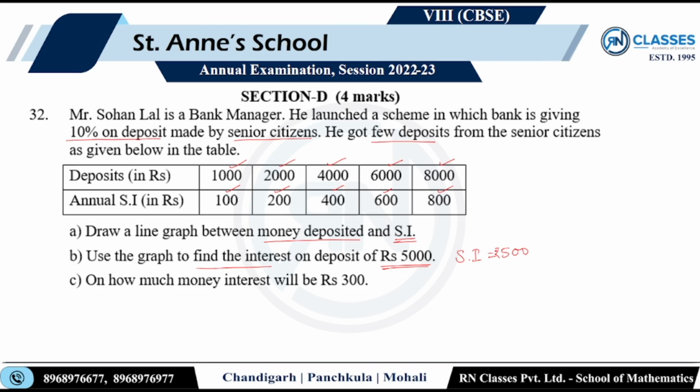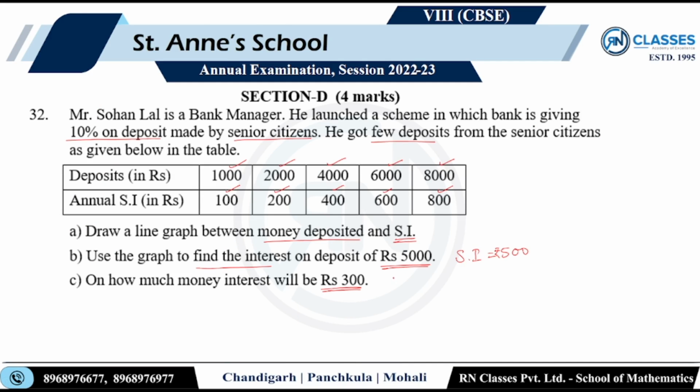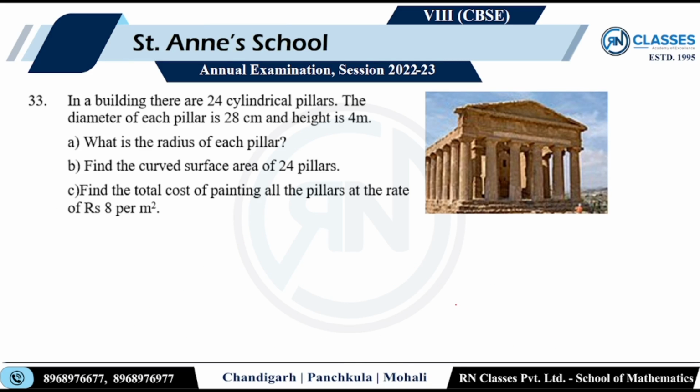500 rupees, right? On how much money will the interest be rupees 300? That means we have to find the deposit. For interest of 300, the deposit has to be 3000, as you can see in the graph. So I can mark it here, right? And here I will write deposit of rupees 3,000, right? Next one.